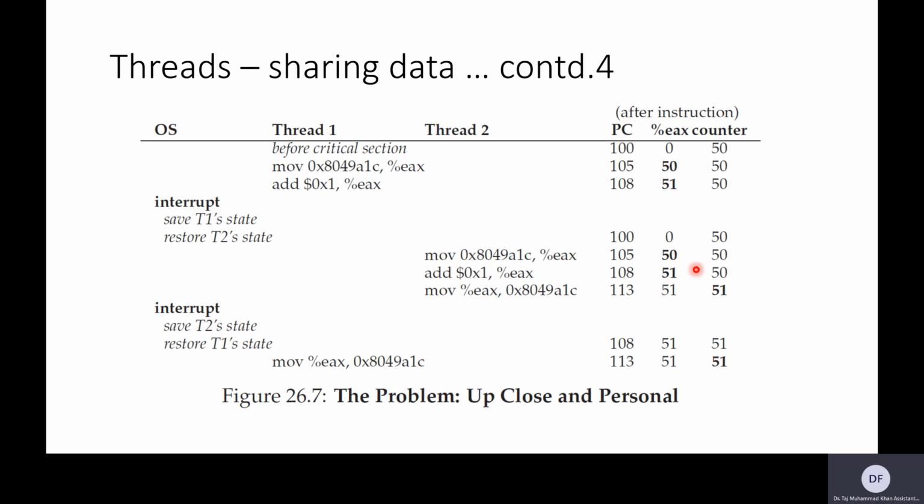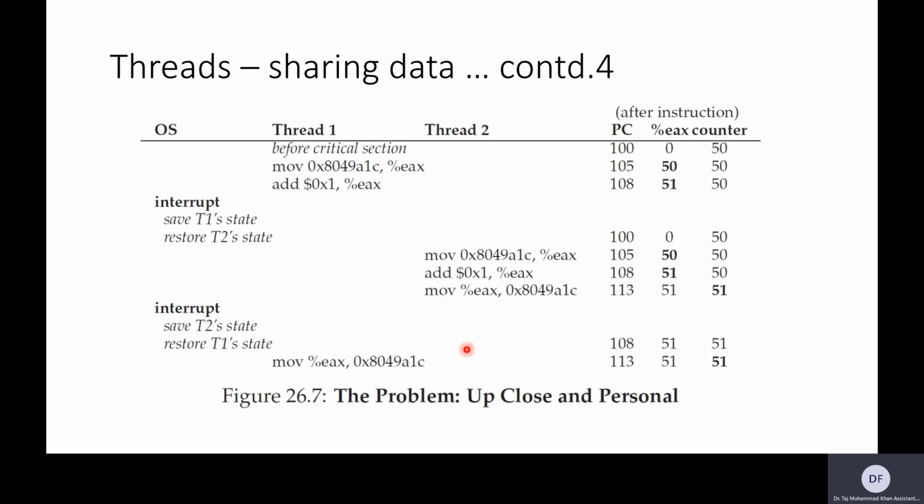Here we can see that the original value of the counter was 50. The counter was incremented 2 times, once by thread T1 and the second time by thread T2. But after 2 increments, you would expect the counter to be 52, but the counter is 51. Why? Because thread T1 overwrote the value incremented by thread T2.